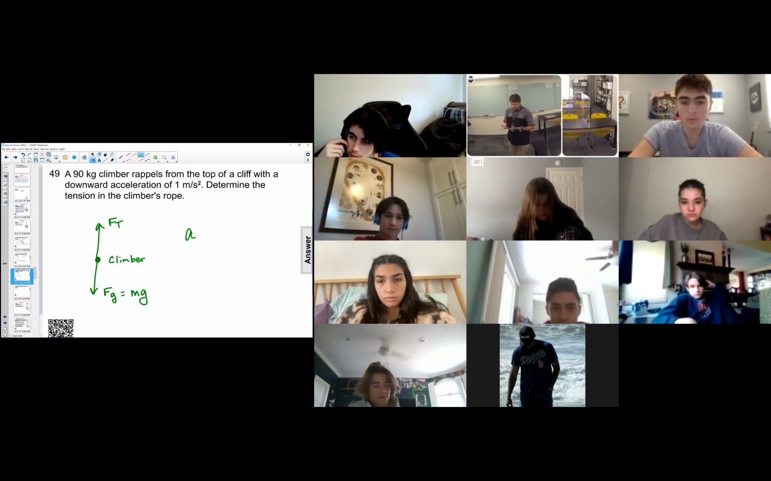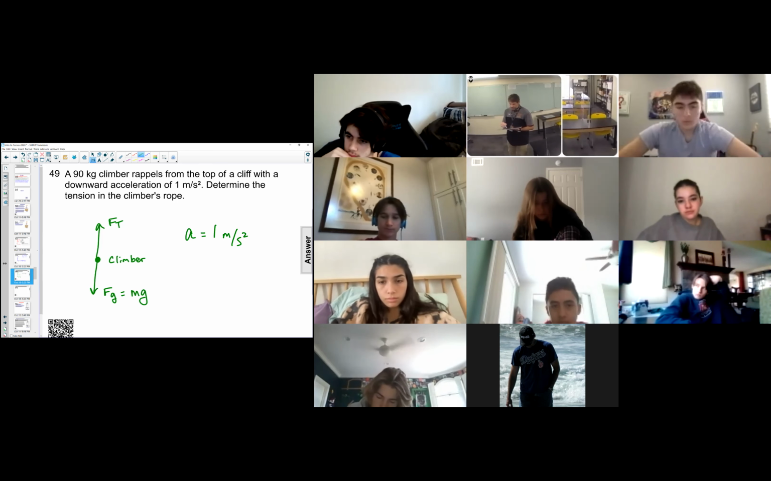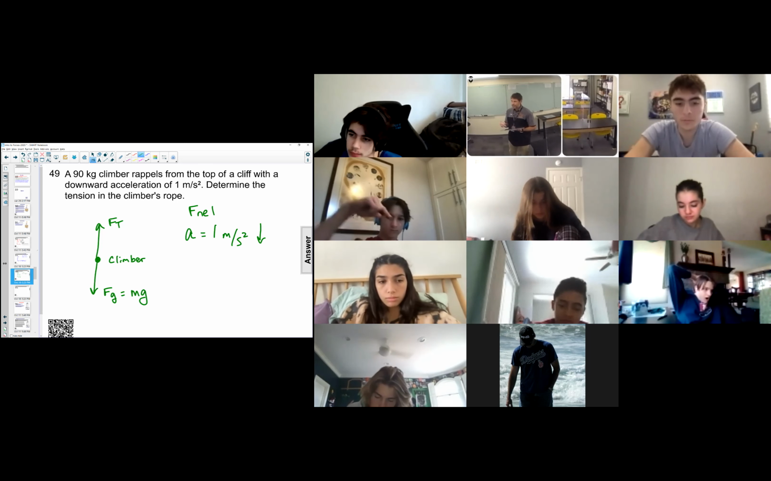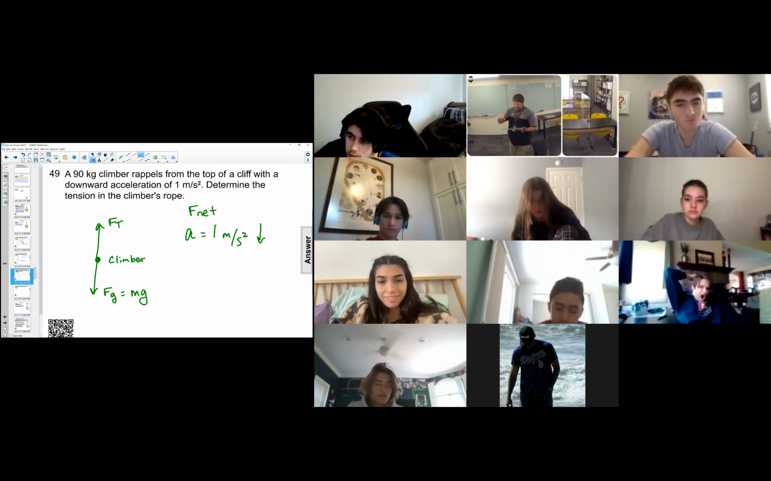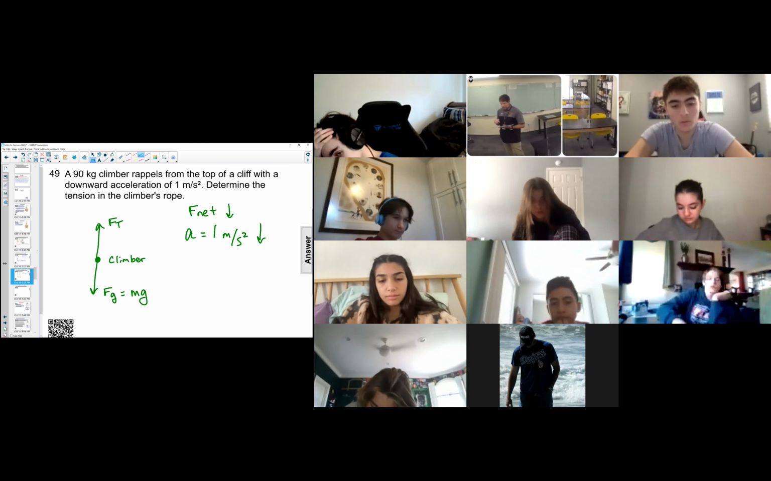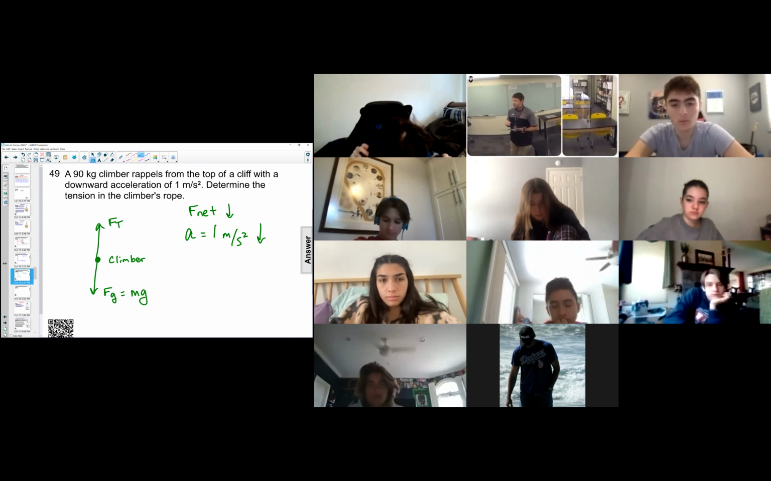Good. If there is an acceleration, that means there has to be a net force. And the acceleration is downward. So what's the direction of the net force? I see a couple pointing. Yeah, the net force and the acceleration always go in the same direction. Still trying to emphasize and hammer that point home. So the acceleration is down, therefore the net force is down.